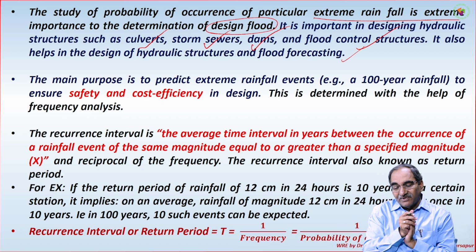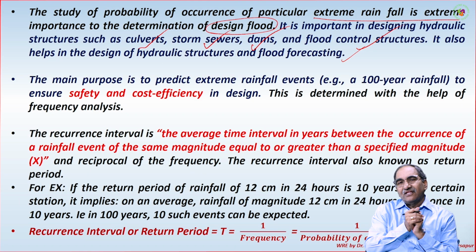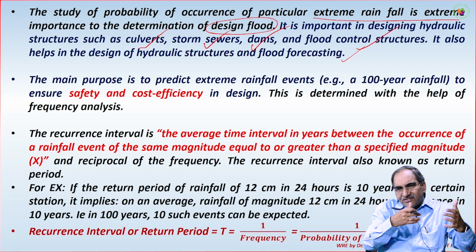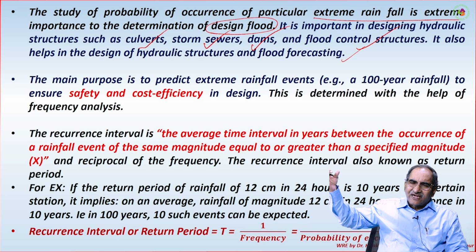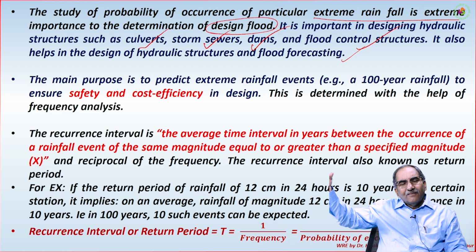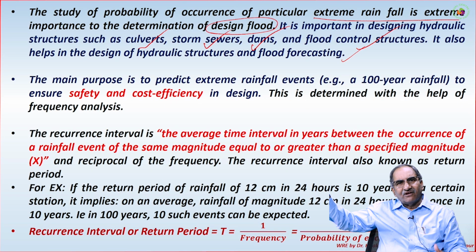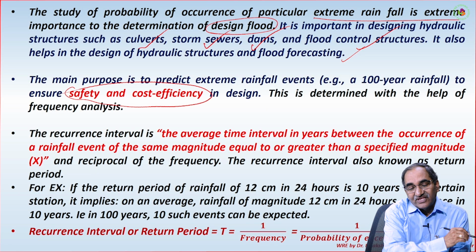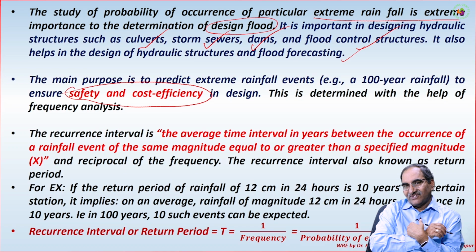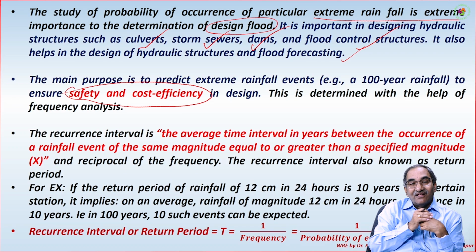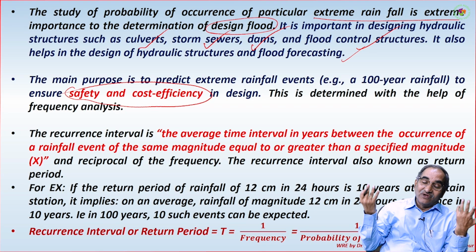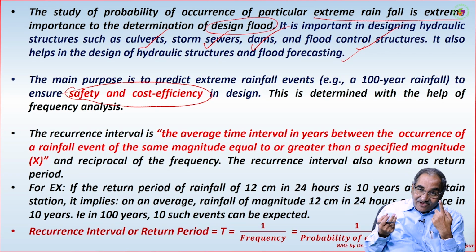The main purpose is to predict the extreme rainfall events. Suppose in a 100-year rainfall, what is the maximum rainfall? Based on that data, for the future 100 years we predict how much the maximum rainfall is going to be. Based on that design value of rainfall, we go for the construction of the hydraulic structure. Why? Because we want to ensure safety first, and at the same time cost efficiency. Without having the knowledge of this return period, frequency and probability, if you just take the amount of whatever flood that comes, thinking in 100 years this will not come like this, then safety is at stake.